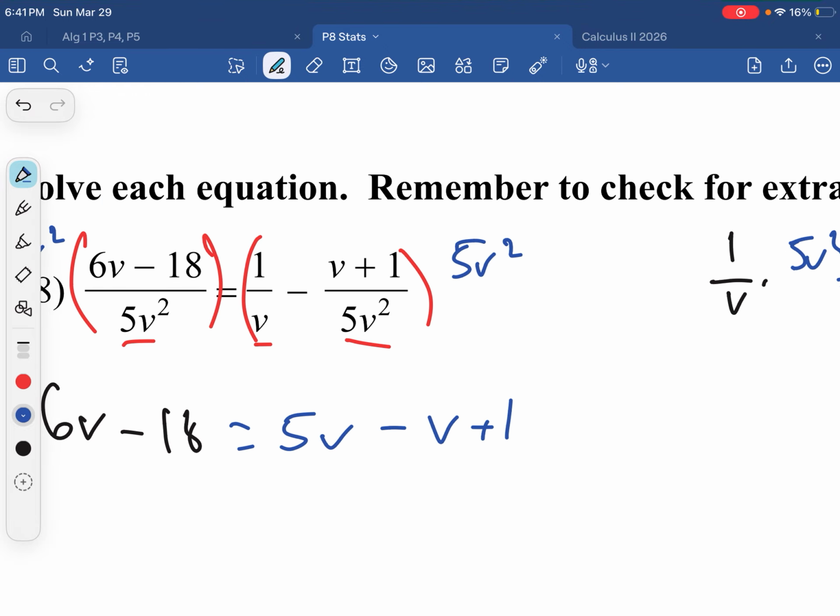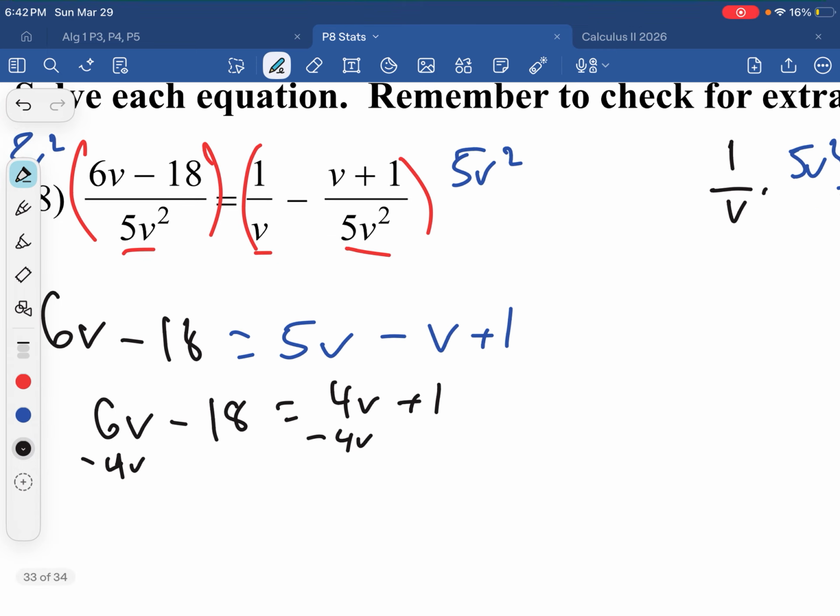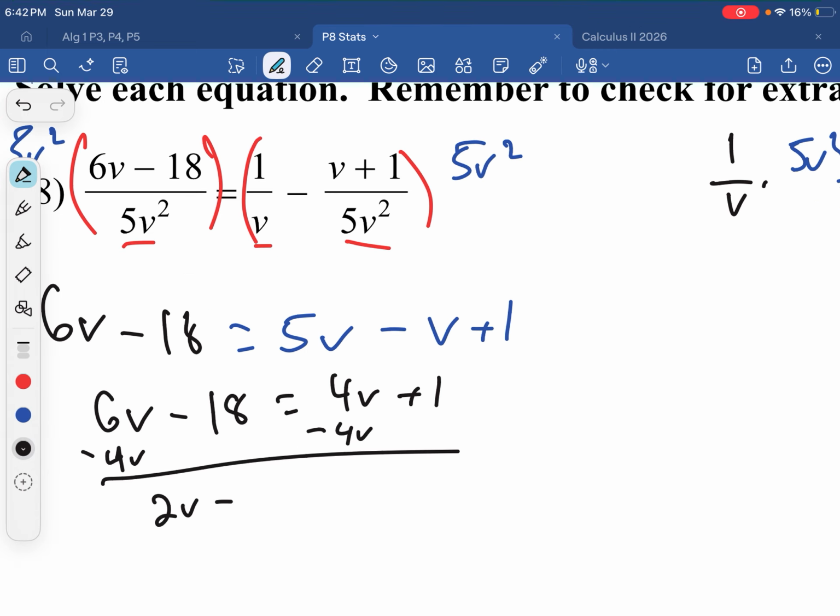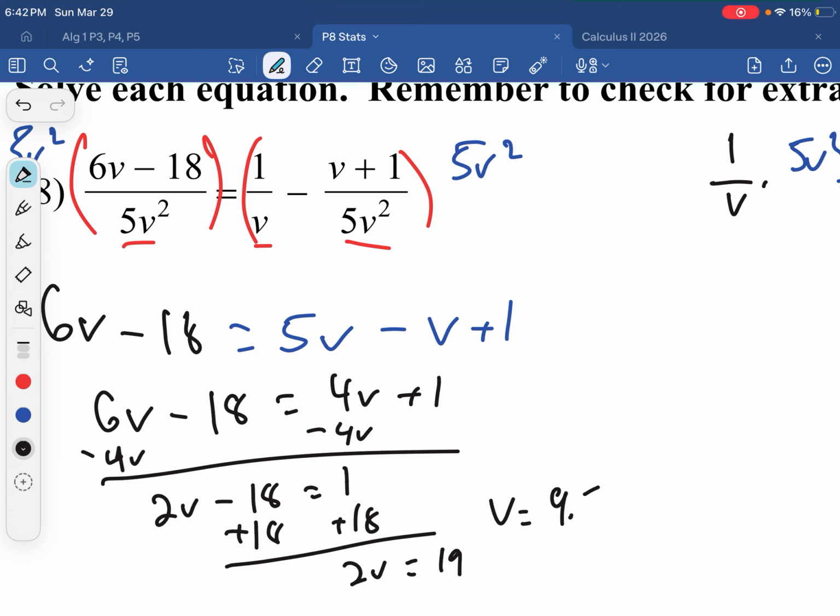Again, to me, I feel like it's easier to see that this is going to be, and this is 4v plus 1. 2v minus 18 equals 1. Add 18. 2v equals 19. v equals 9.5, when I divide both sides by, not v, but 2.